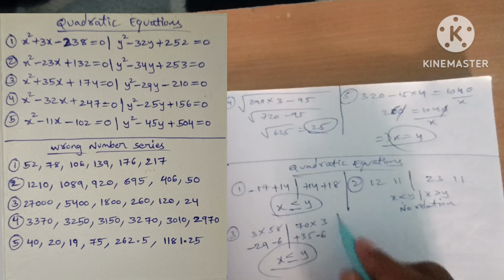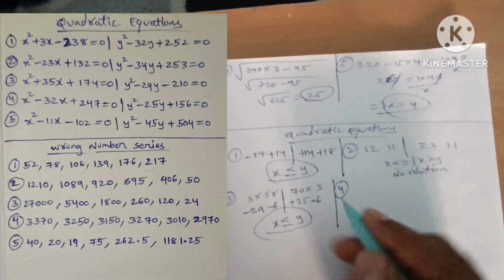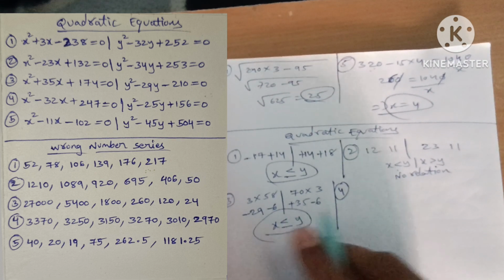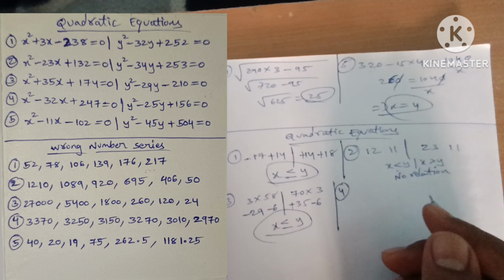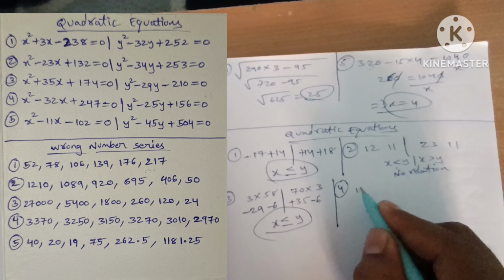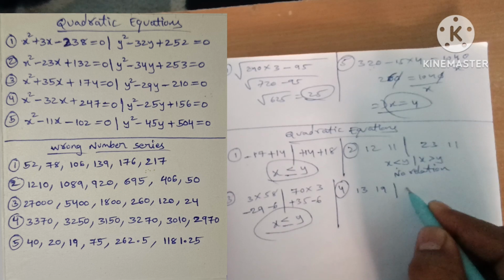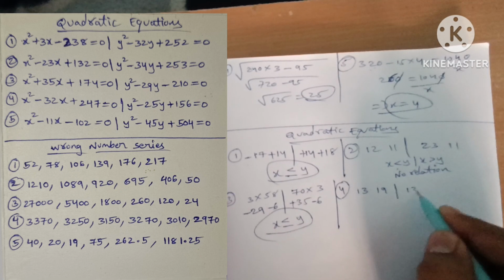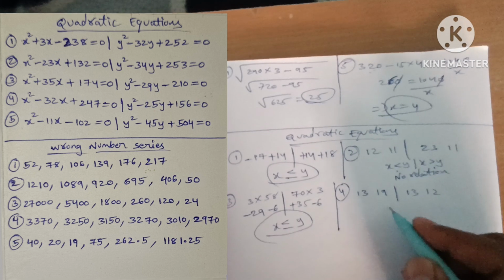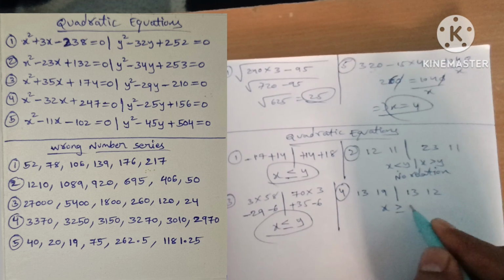Fourth one: x square minus 32x plus 247 equals 0. The roots are 13 times 19. And y square minus 25y plus 156 equals 0, 13 times 12. So by comparing these two, x is greater than or equals to y.